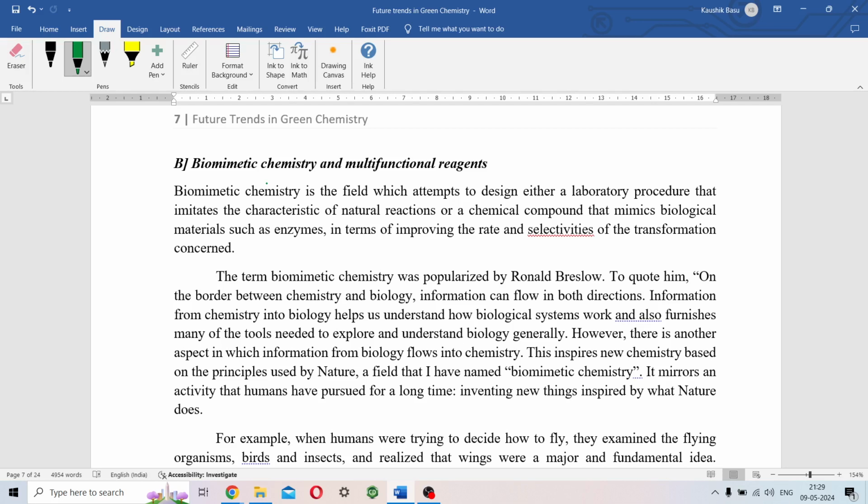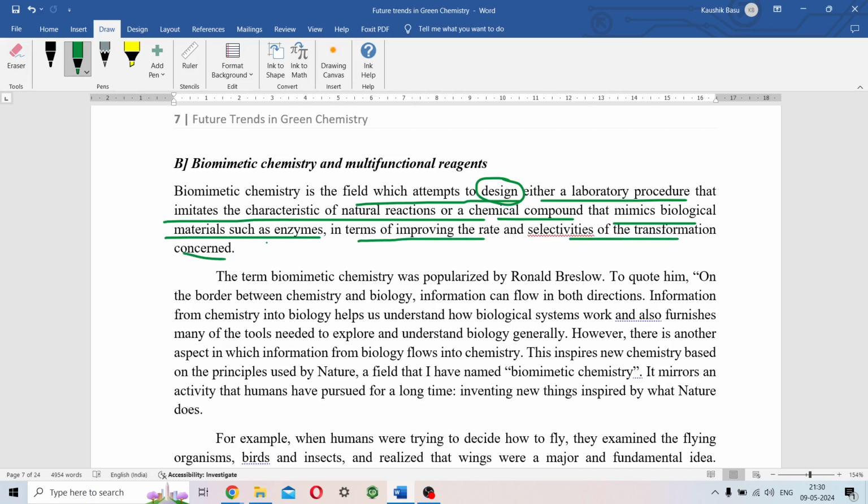So if you mimic biological systems and try to improvise on the principles that the biological systems are operating on, then that's a biomimetic chemistry. This is a field which attempts to design either a laboratory procedure that imitates the characteristics of natural reactions, or it wants to design a chemical compound that can mimic biological materials such as enzymes in terms of improving the rate and selectivities of the transformation concerned.